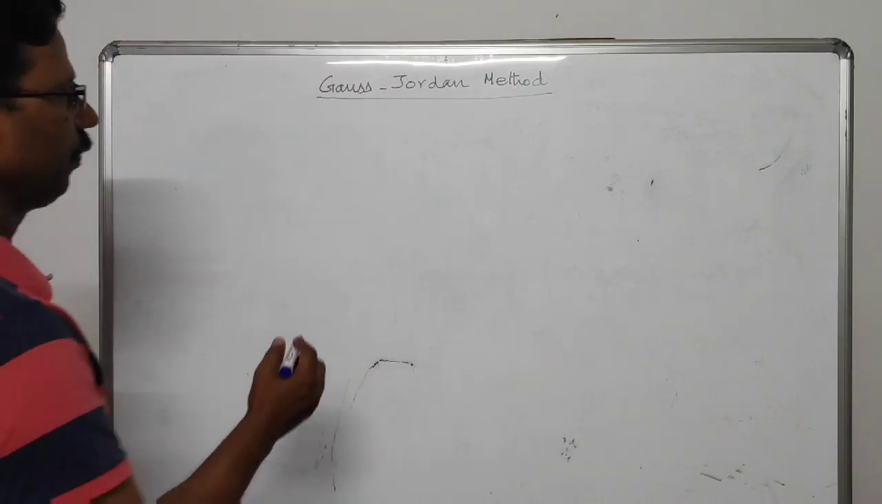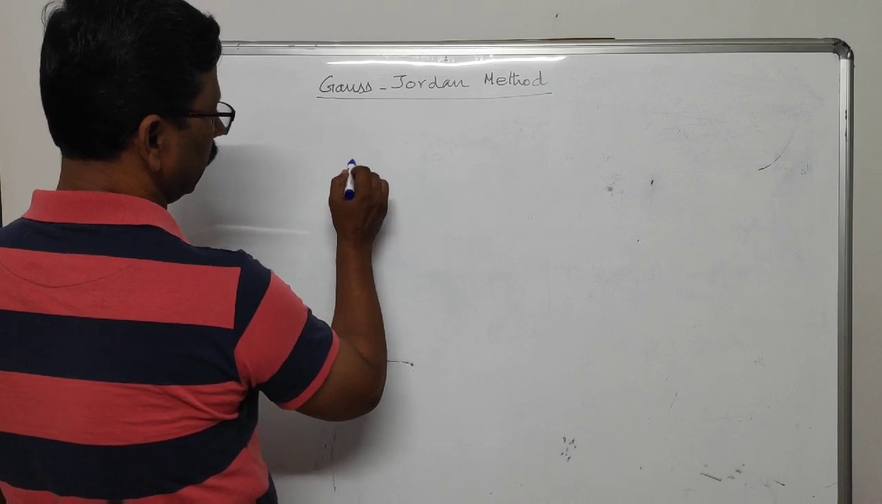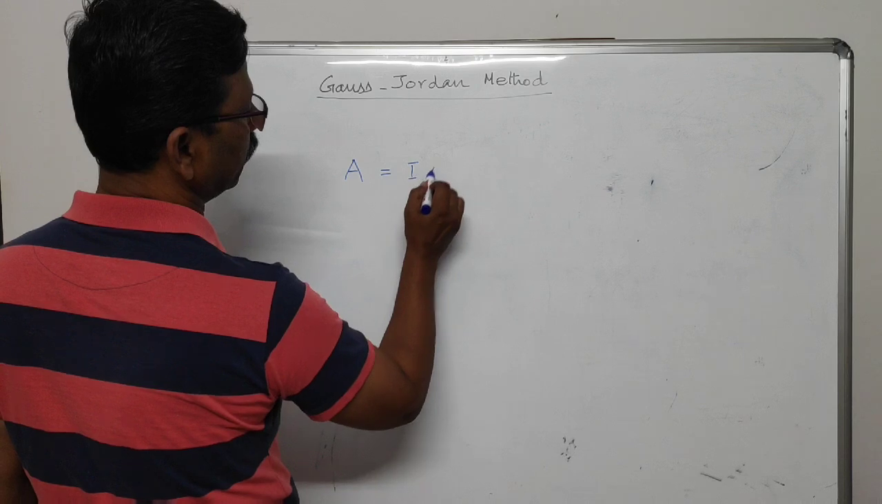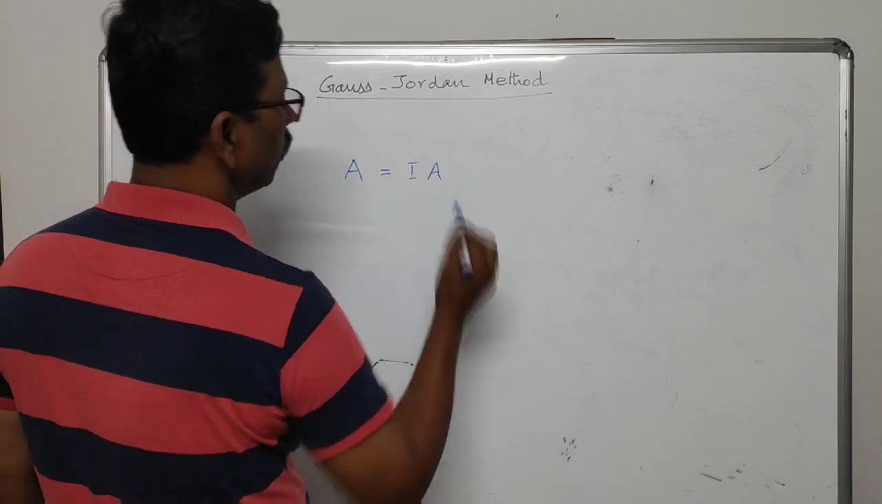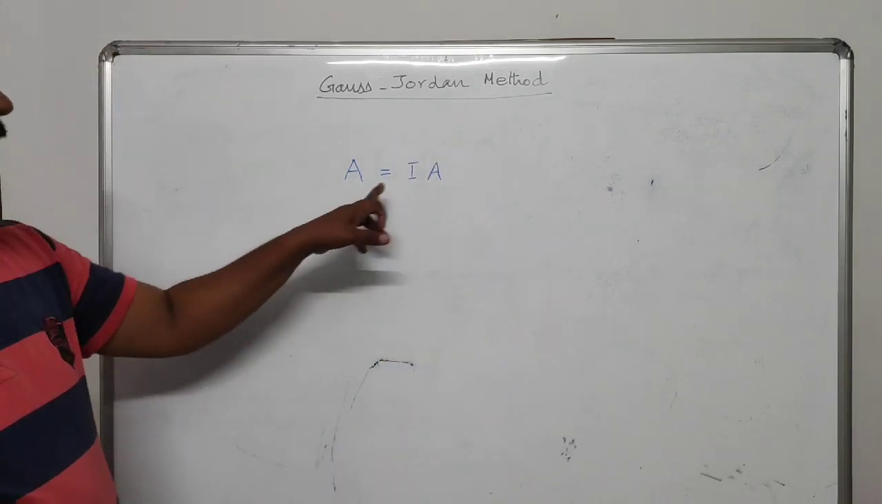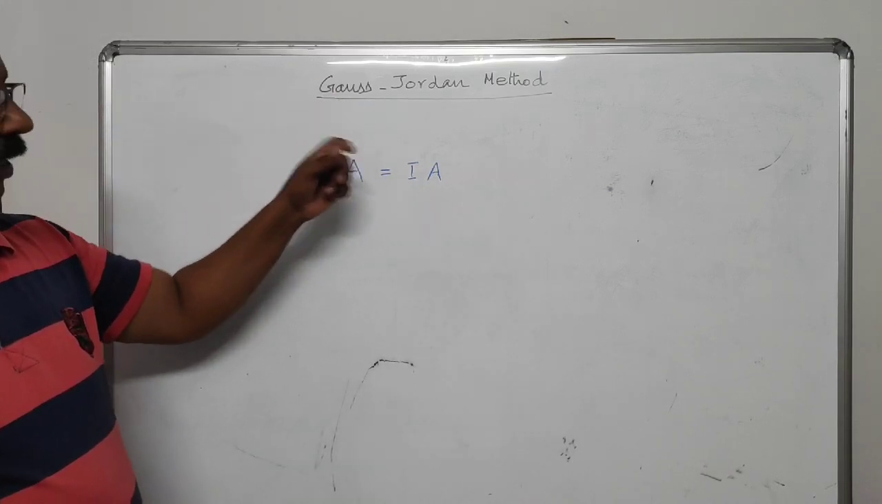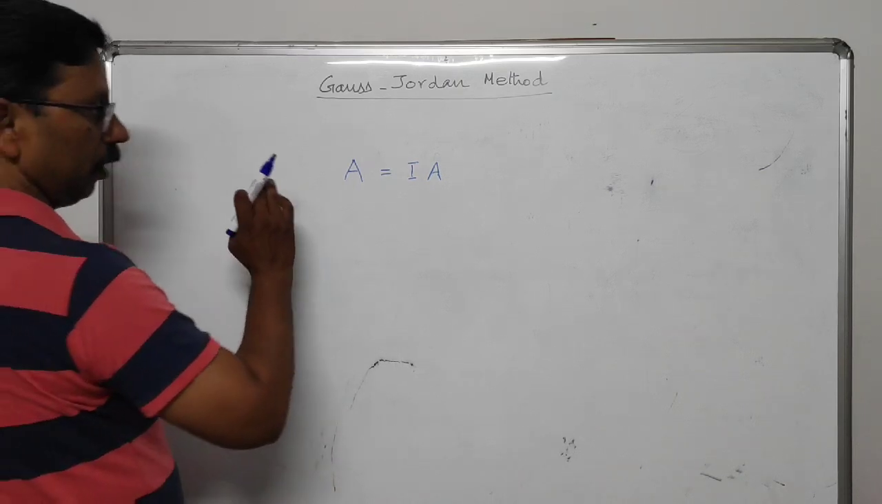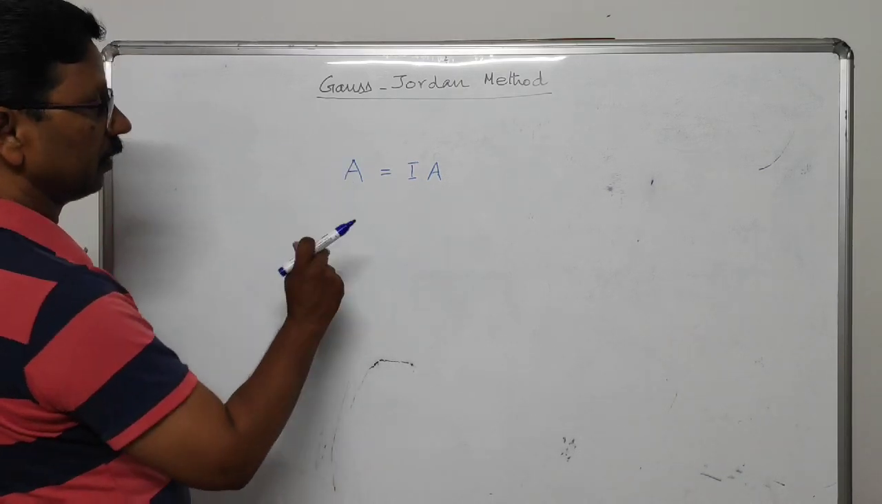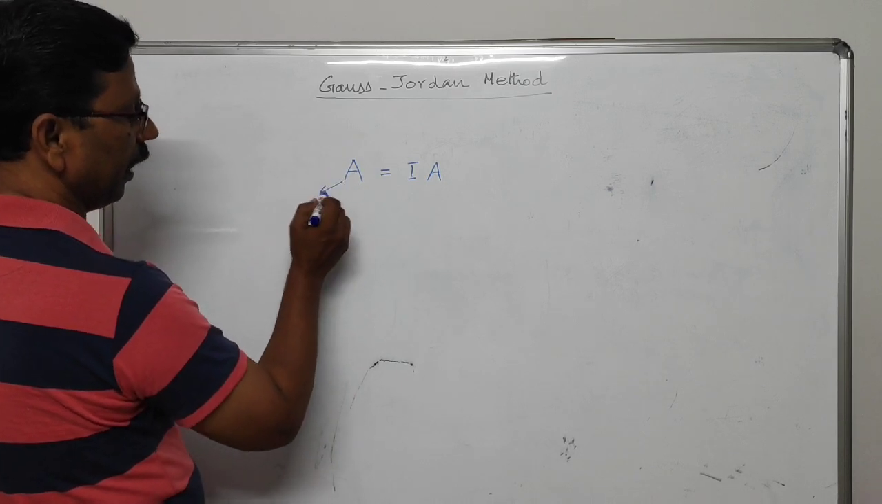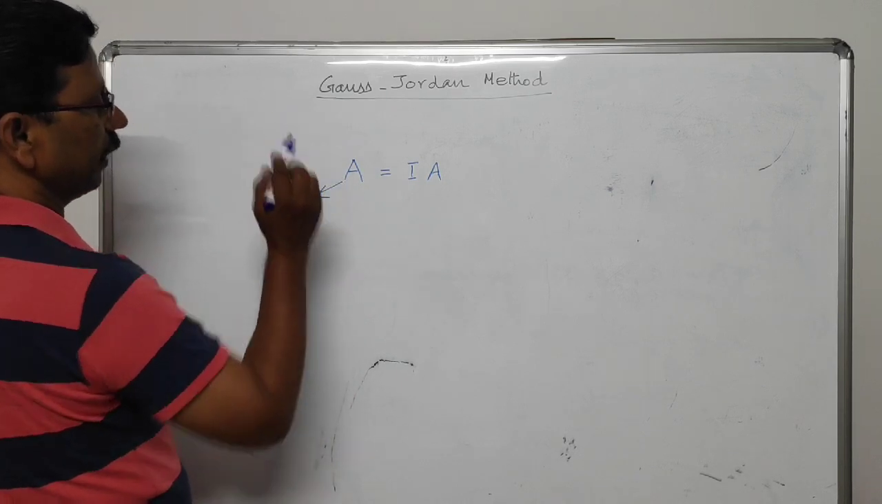So here, as I told, if you consider matrix A and multiply it by an identity matrix, it is unaltered: A is equal to I into A. Now Gauss Jordan introduced a method of applying elementary row transformations to the matrix A to convert this matrix A into an identity matrix.